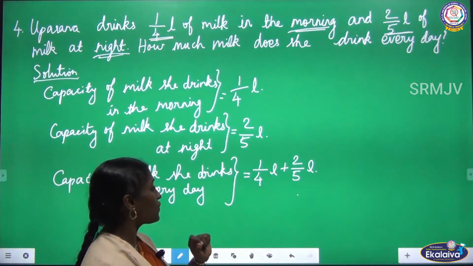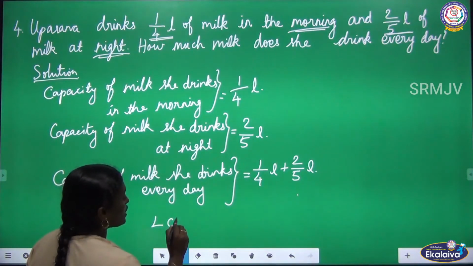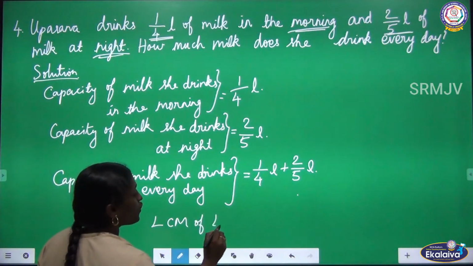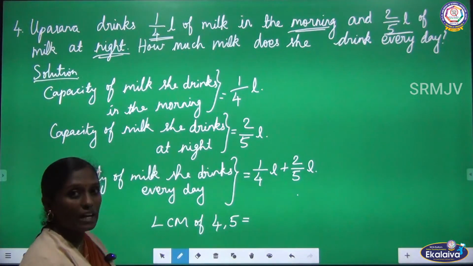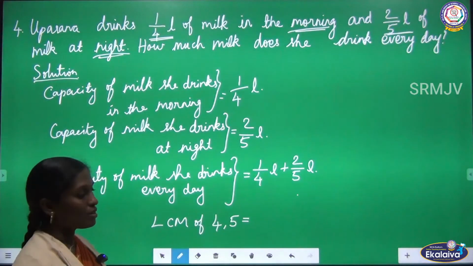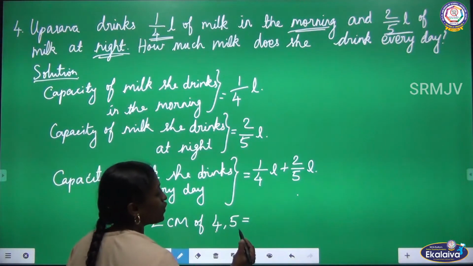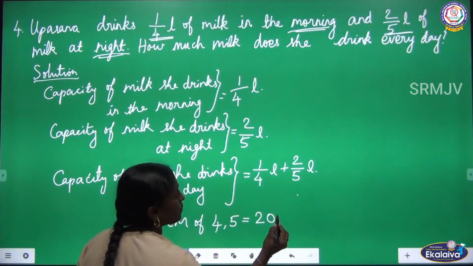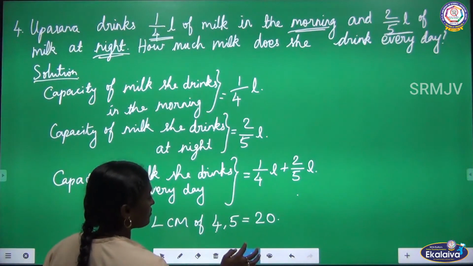For that we have to find the LCM of 4 and 5. So LCM of the denominator numbers 4 and 5 is equal to, here 4 and 5 are co-prime numbers. So the product of these two numbers is the LCM. So 4 5s are 20. 20 is the LCM. Okay.